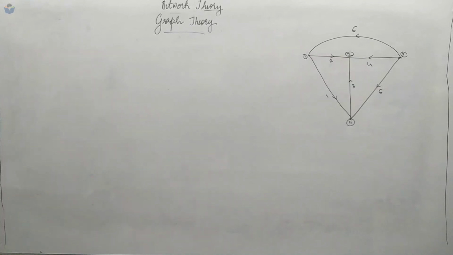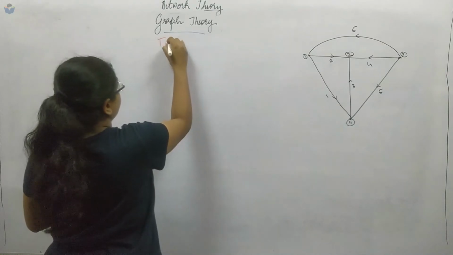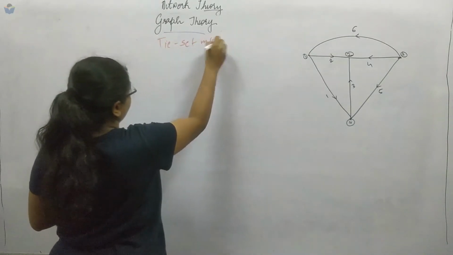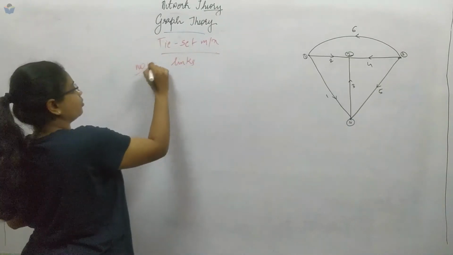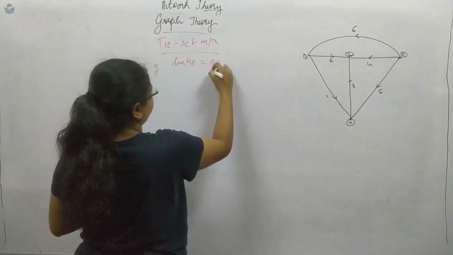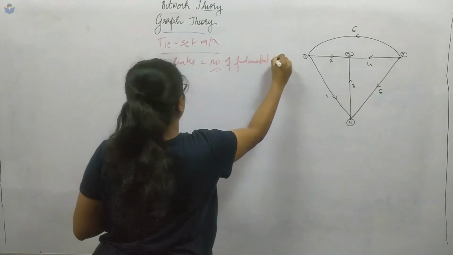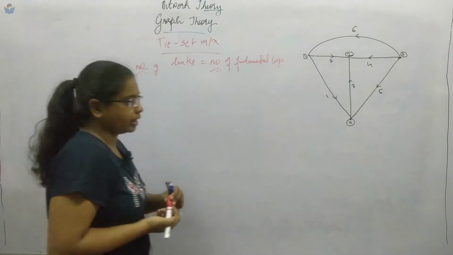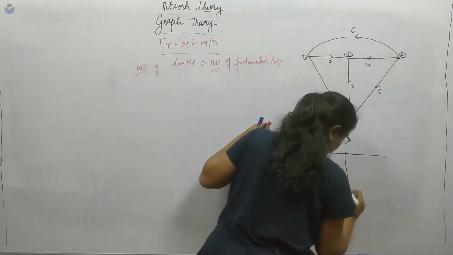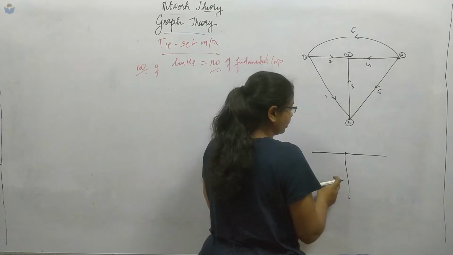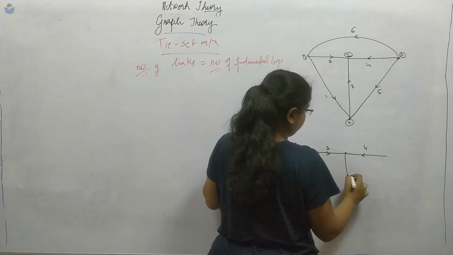Now I will take out the Tieset matrix. What is it related with? It is related with the links. So here the number of links will be equal to the number of fundamental loops. We will come to what we mean by fundamental loop. Before that, if I have, so this is the tree. And these individual ones are the twigs. So this is 2, this is 4. And this is 3.